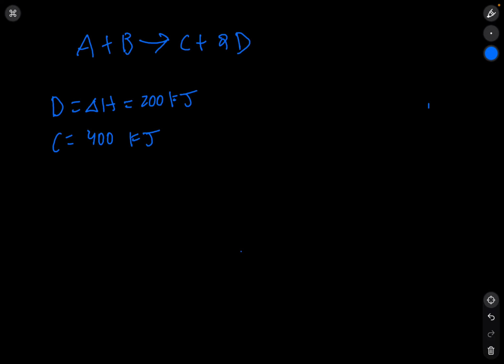Let's say you had A plus B, and this turns into C plus, let's say, 2D. So then let's say that D had a total enthalpy change equal to 200 kilojoules. And then let's say that C had a total enthalpy change of 400 kilojoules. And then let's say B had enthalpy of 100 kilojoules. Then A was 50 kilojoules.